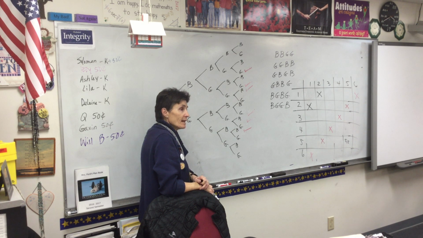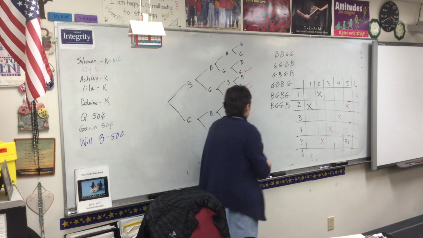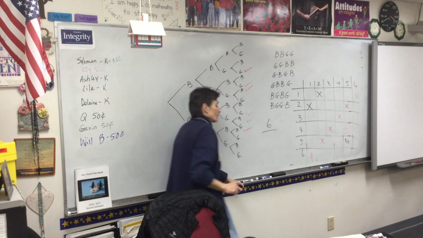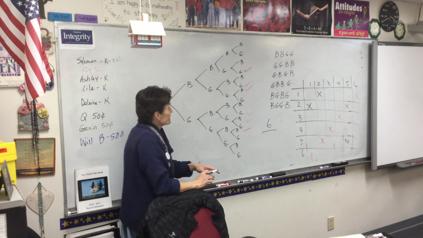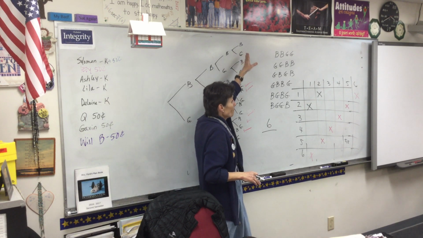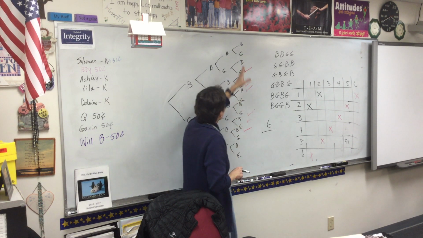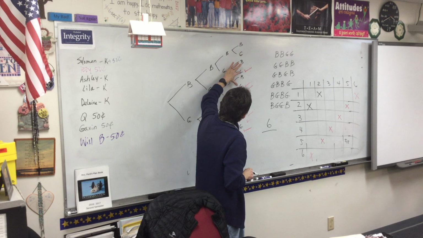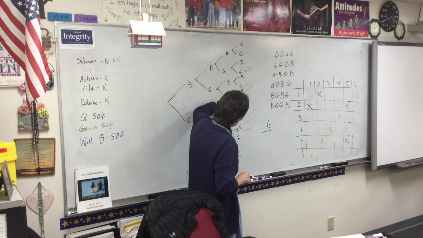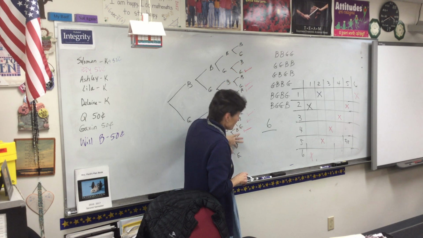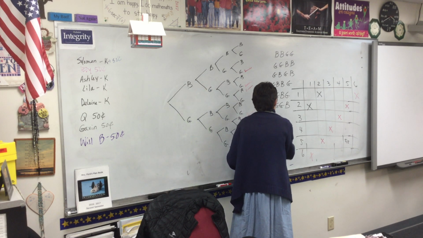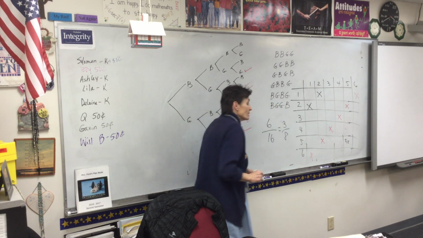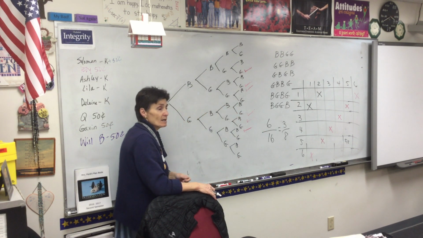So how many ways can I have 2 boys and 2 girls? 6. So my numerator is 6. What's my denominator? Well, my denominator would be the total number of paths that there are. So 1, 2, 3, 4, 5, 6, 7, 8, 9, 10, 11, 12, 13, 14, 15, 16. So your probability of having 2 boys and 2 girls is 3/8.